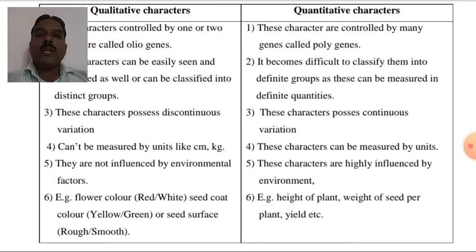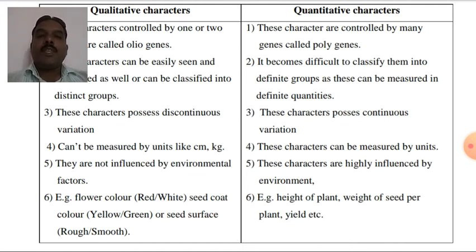The fourth point is that we cannot measure qualitative characters by units. In centimeters or kg, it is not possible to measure characters such as flower color or seed surface. But in quantitative characters, we can measure the character with the help of measuring units like centimeter, kg or quintal. Height of the plant we can measure in centimeters or meters, and yield we can measure in grams, kg or quintals.